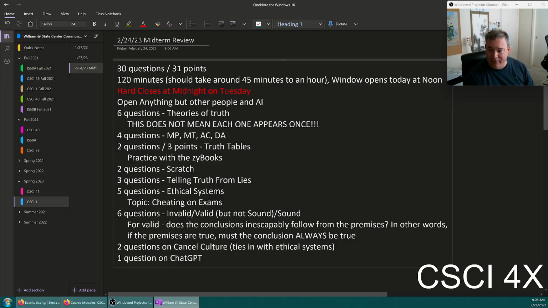The truth tables are all fill in the blank. You have to put in true or false for each one. So it's technically multiple choice, but fill in the blank: true or false. So true and true is true, that kind of thing. You're going to fill in the truth table with true or false for each of the options.